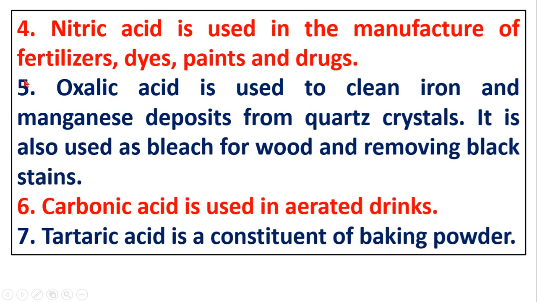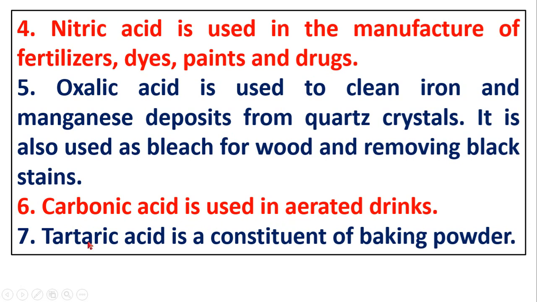The fourth one, nitric acid, HNO3. It is used in the manufacture of fertilizers, dyes, paints and drugs. Oxalic acid is used to clean iron, Fe, and manganese, Mn, deposits from quartz crystals. And also it is used to bleach wood and remove black stains. Then carbonic acid, H2CO3, is used in aerated drinks or soft drinks, for example, 7up and so on. So this is carbonic acid.